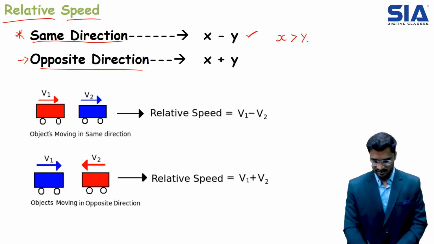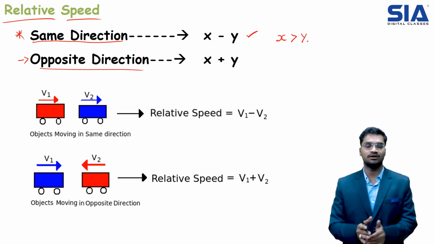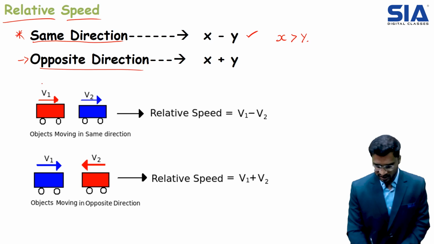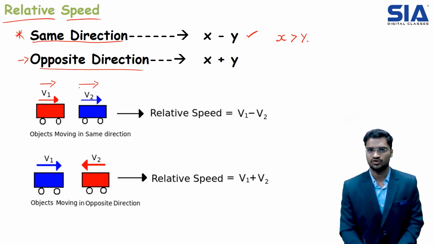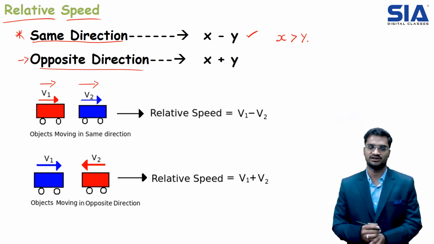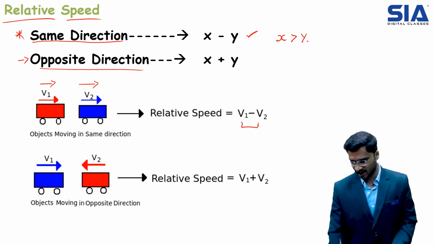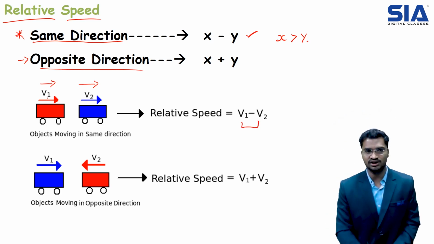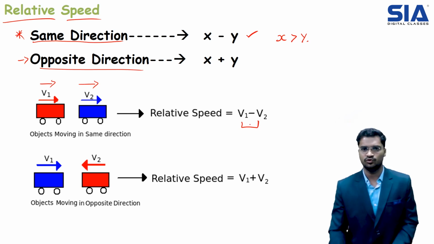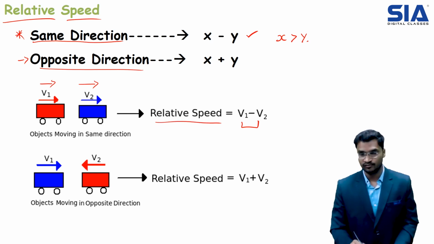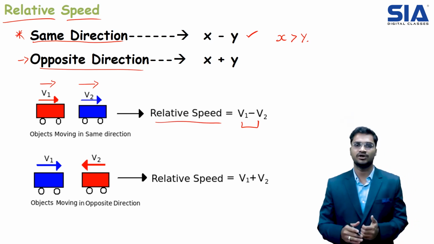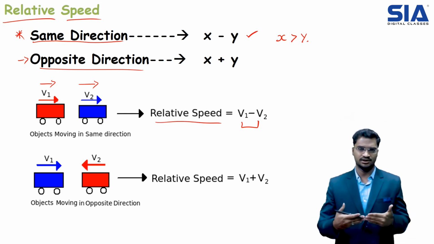So let us see here. There are two bodies or two cars or two trains here. Both of them are going in the same direction, both going to the right side. Then what I have to do is subtract their speeds. Here speed 1 is v1 and speed 2 is v2. So we subtract their speeds and find the relative speed. Whenever we are going in the same direction, we have to subtract. Whenever we are going in the opposite direction, we have to add.